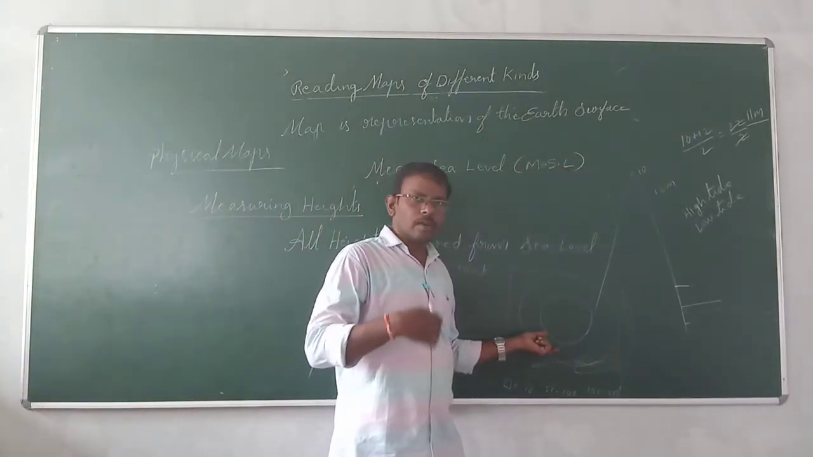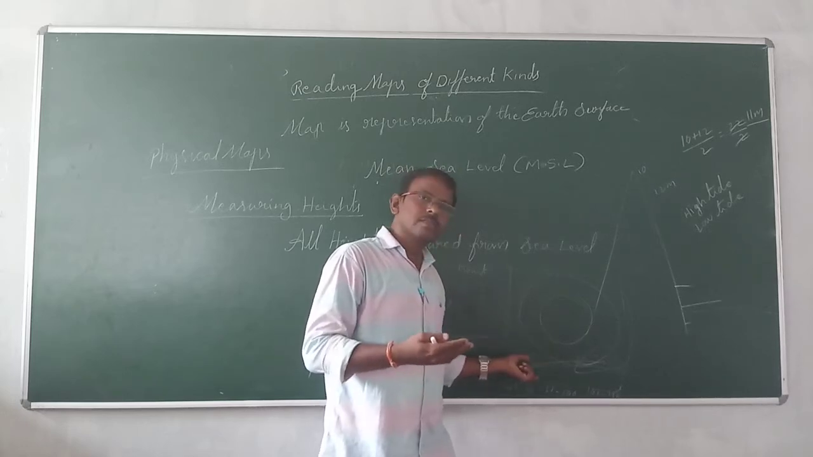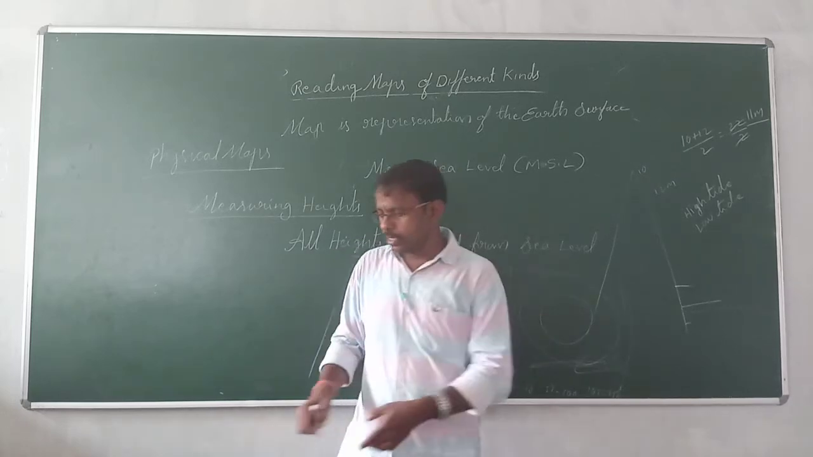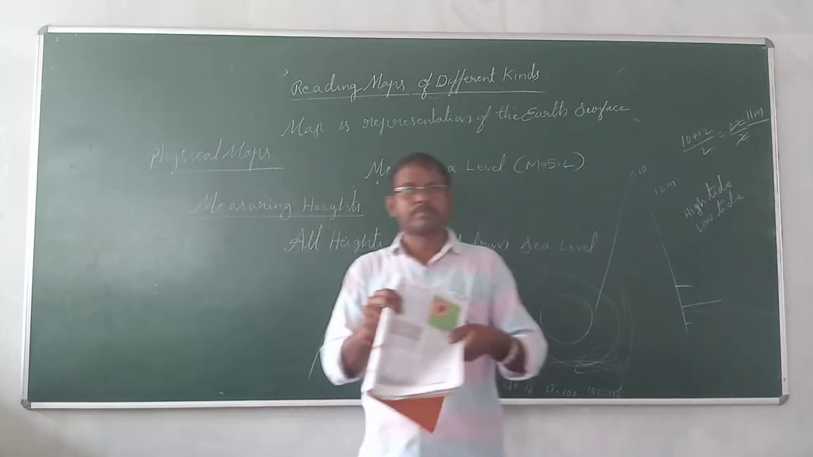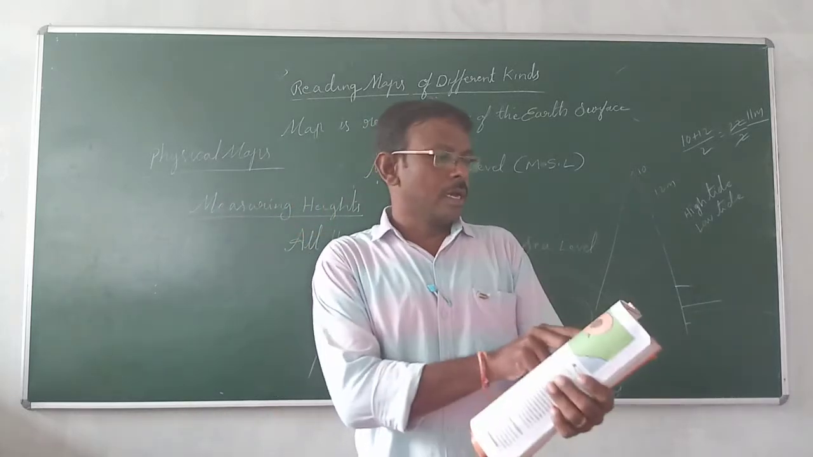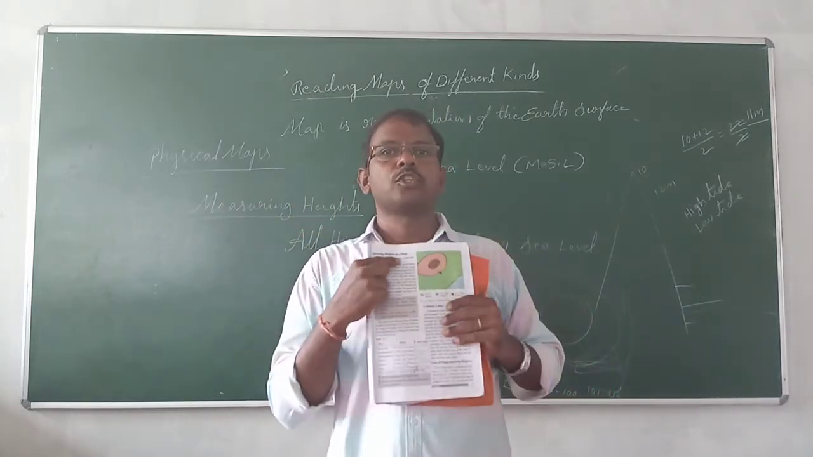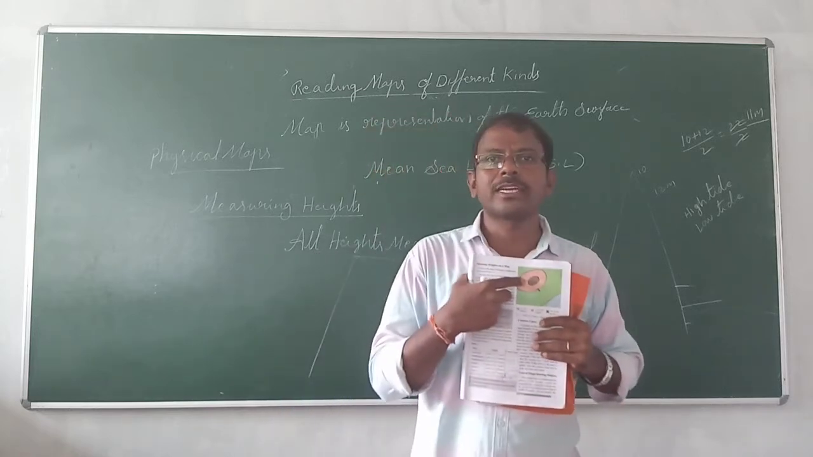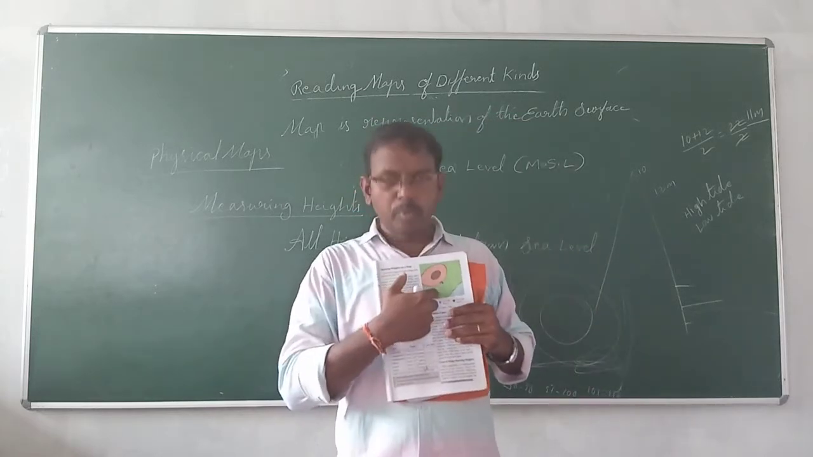Here places are more than plains, and here the place is of very low height. Like that we can easily understand. See this, this is the map, showing heights on a map. How are they shown? See here, this is Nimpur village.